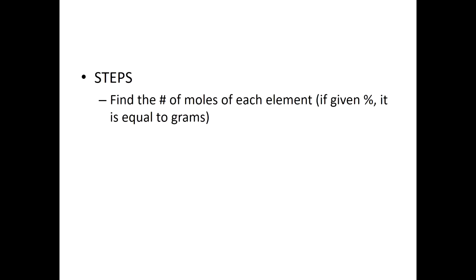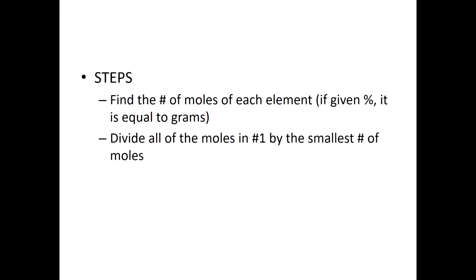So, the first thing you need to do is assume that the percents given to you in the problem are the same thing as grams. And you need to convert those grams into moles. And hopefully you remember how to do that. Going from grams to moles, we divide by the molar mass. After all of your elements are in moles, you need to divide all of them by the smallest number. And so that is, after you have converted them into moles, whichever one is the smallest, you're going to divide them all by that number. Now, if you get a whole number for each one after that step, then you are done. Those are your subscripts, and you have found the empirical formula.